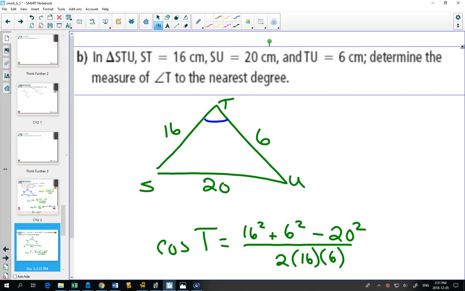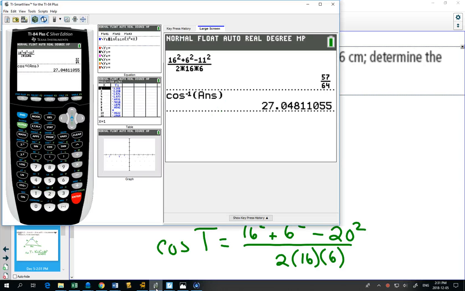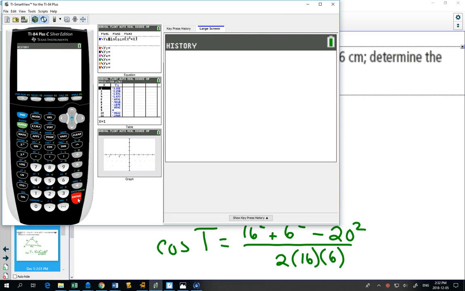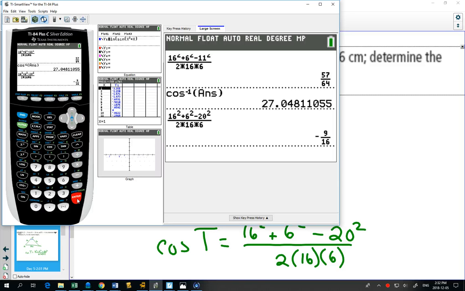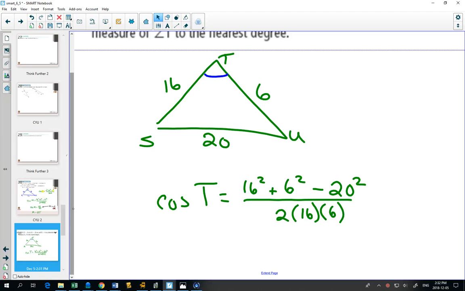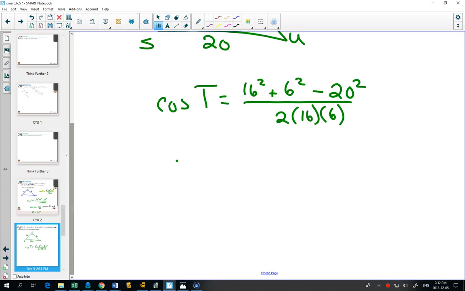Once you understand how the relationship works between the formulas, then things become really easy. So now I'm going to come back to our calculator. Do you notice that it's exactly the same except it's a 20 instead of an 11? I'm just going to copy this. Just a little bit of cheating. And we get negative 9 over 16. If you got the decimal, that is fine as well.